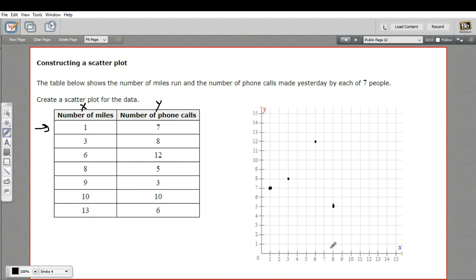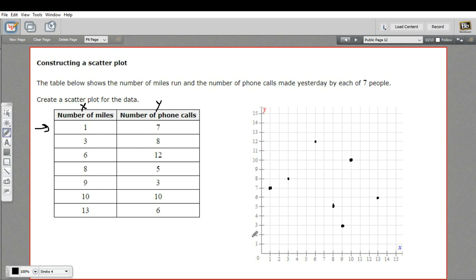And 9 and 3, right there. And 10 and 10, there. Oops. And 13 and 6, right there. Okay. So that's our scatter plot. It's a bunch of points. This one I messed up a little bit. A bunch of points scattered around. What was this? 10 and 10? Yeah. Scattered around the graph.